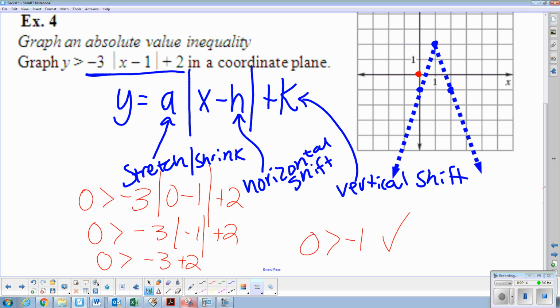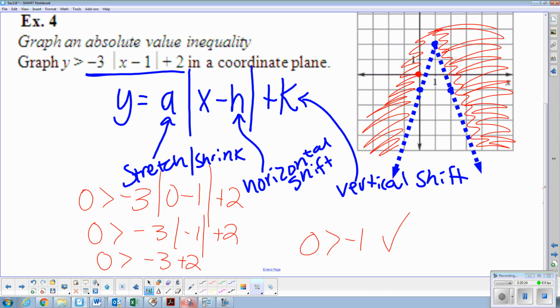That means that every part of this half plane, every part outside of our boundary line, all of this is a solution. So these are all of the points where y is greater than -3 times the absolute value of x minus 1 plus 2.